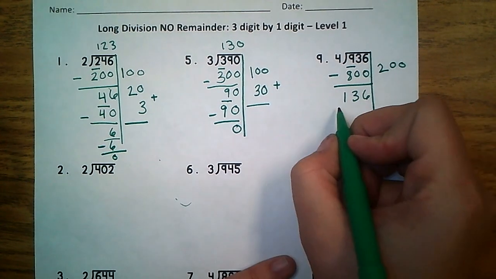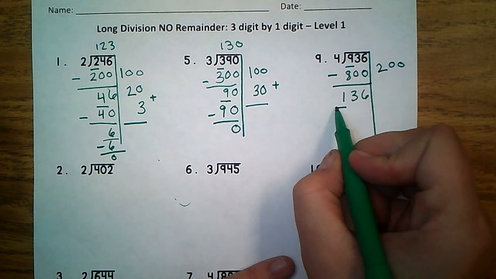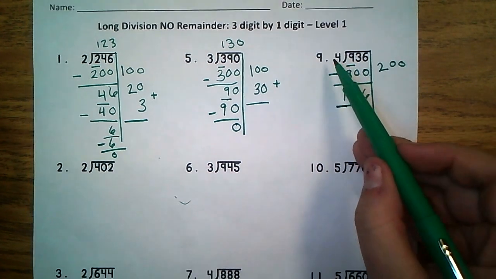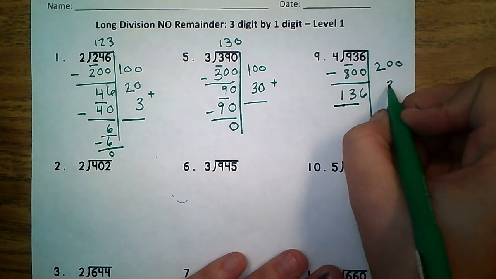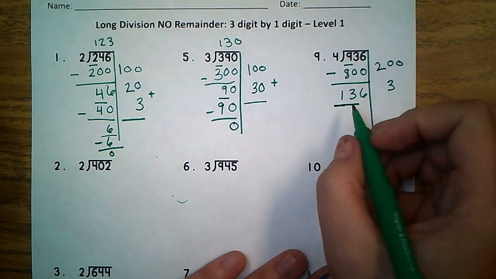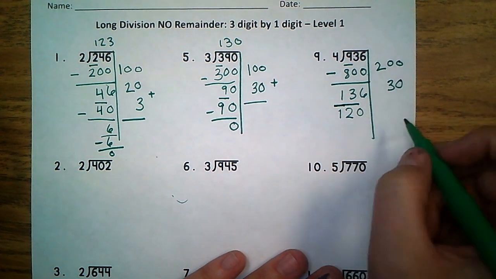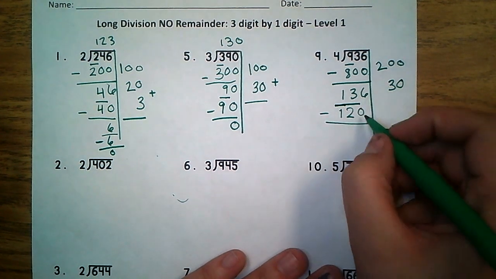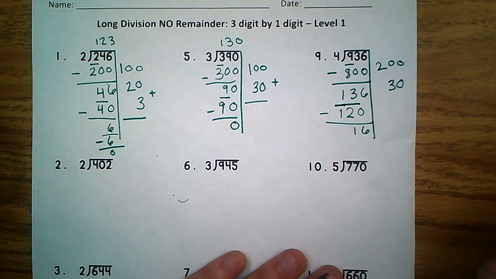Repeat our steps. Underline. 4 can't go into 1, so we underline 13. 4 times what can give me close to 13 without going over? I know that 4 times 3 can get me 12, so I'm going to put my 3 on the side. 4 times 3 is 12. Add a 0 here, add a 0 there. Subtract. 6 minus 0 is 6. 3 minus 2 is 1.